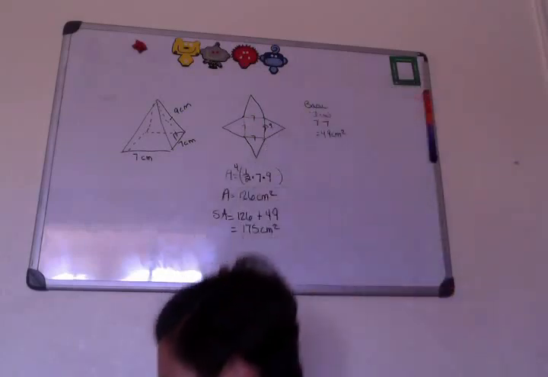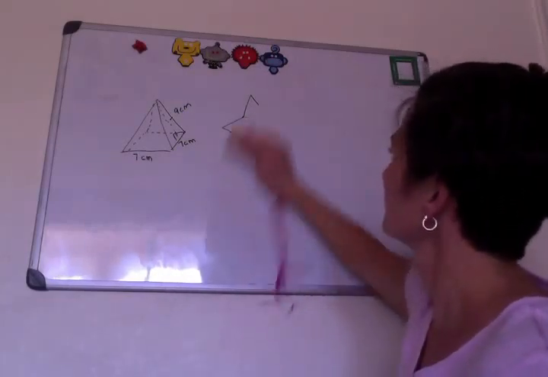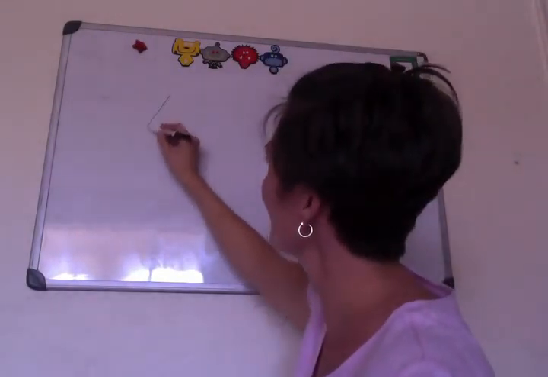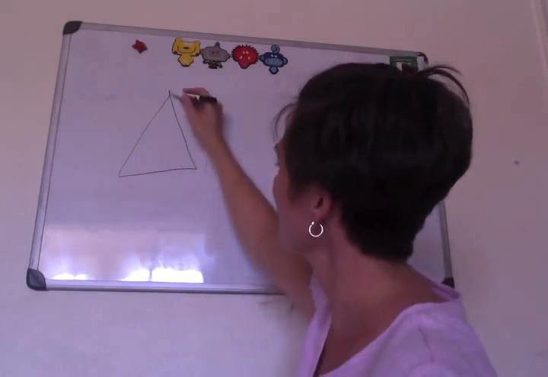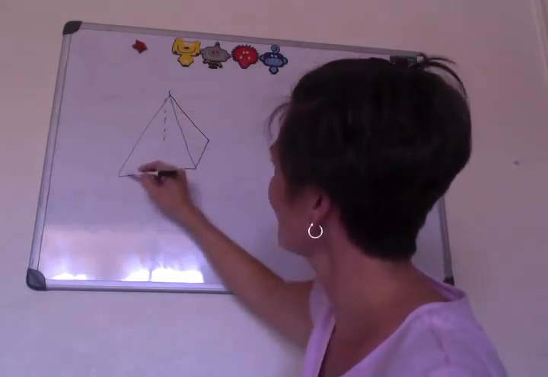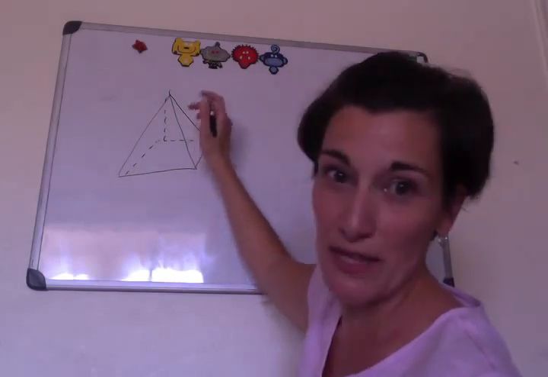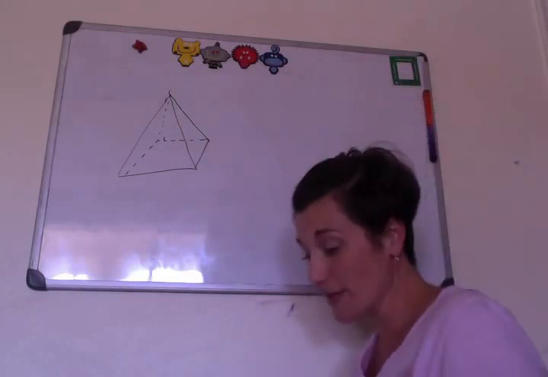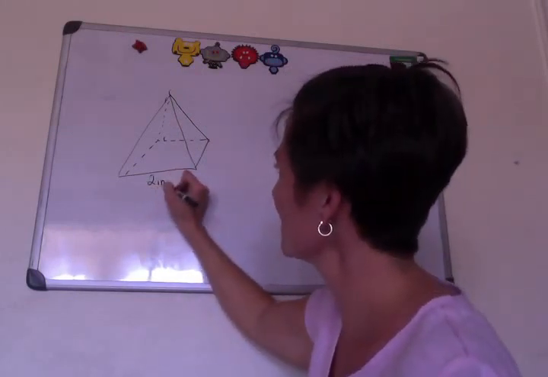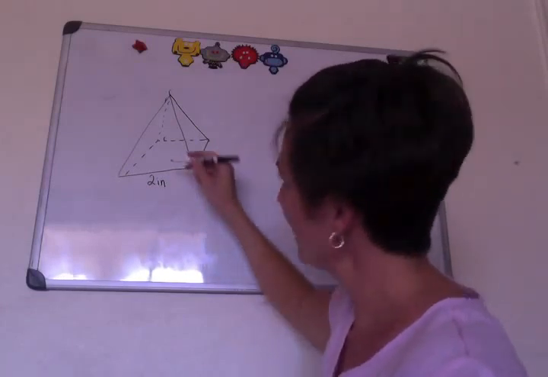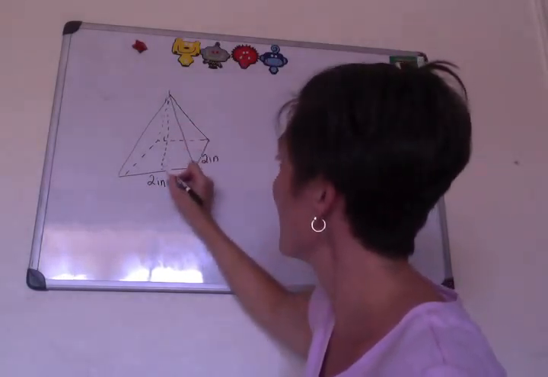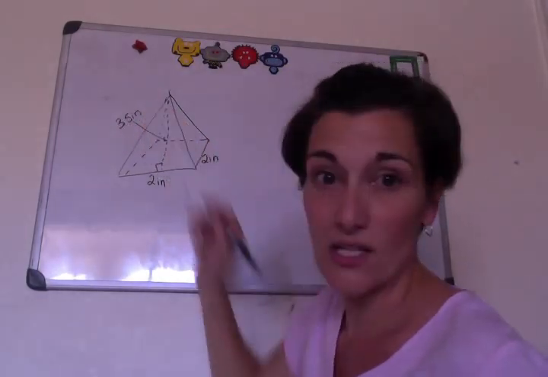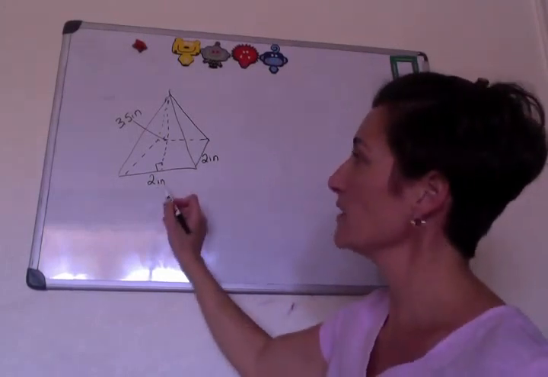Let's do another one like this. All right, so let me draw my second one really quick. We'll draw it big. And please note that these are not exactly accurate. All right, so let me give you some measurements. So I have 2 inches, 2 inches, and then I again have a measurement of 3.5 inches.